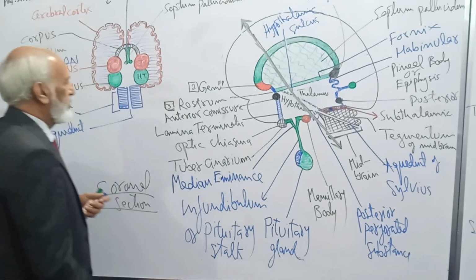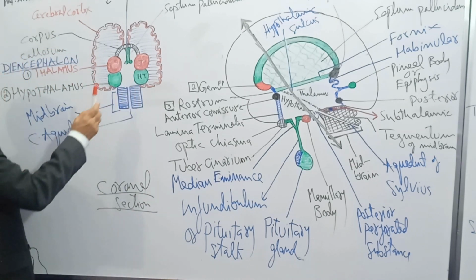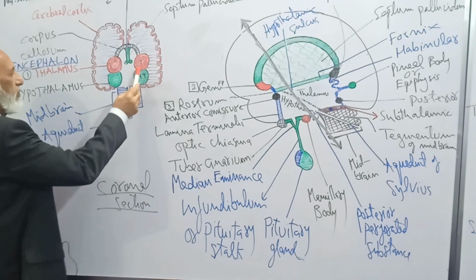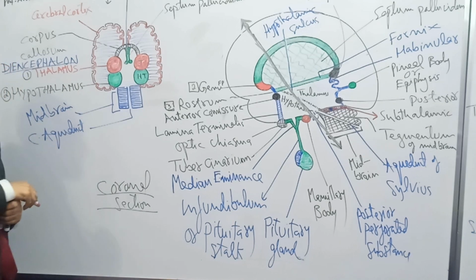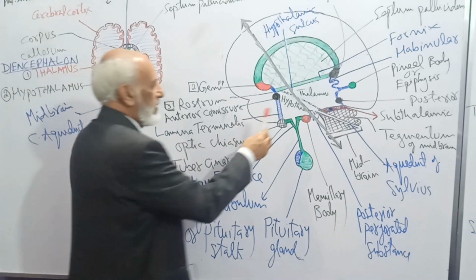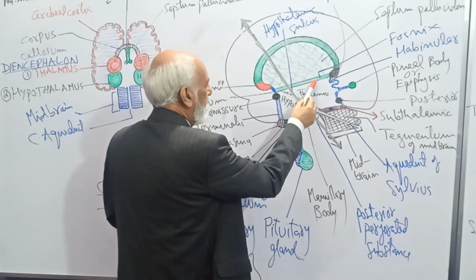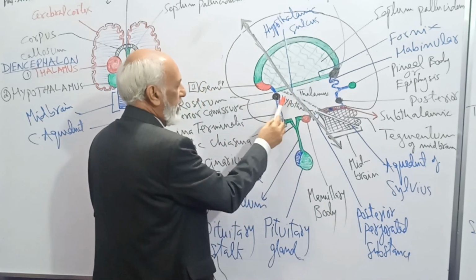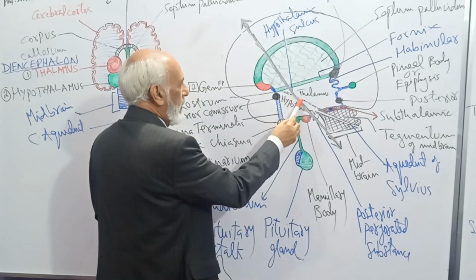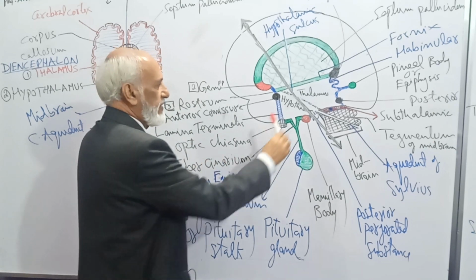Now, this diagram will misguide you. You can say that thalamus is above, hypothalamus is below, because we have to draw this like this. But it gives a misconception. You can see there is hypothalamic sulcus. The thalamus is above and behind the hypothalamus, and hypothalamus is below and in front. It is not like this.